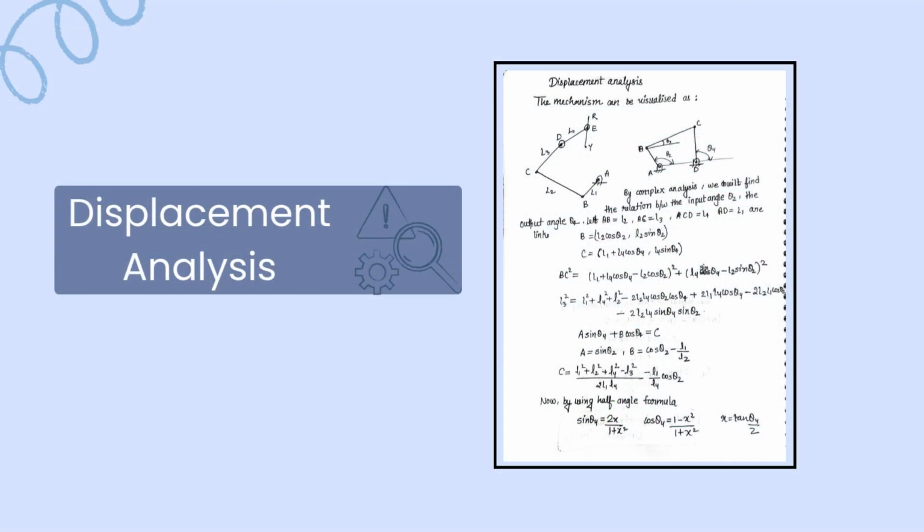So next comes displacement analysis, which helps us understand the exact angular position of the wiper for any given crank angle. We used complex number analysis for this.